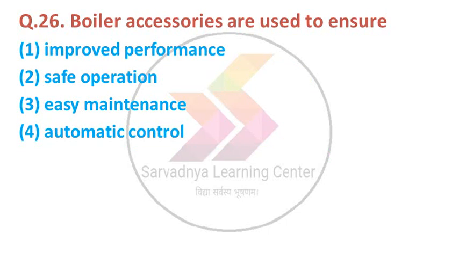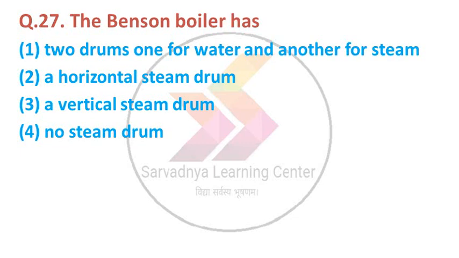Next question: boiler accessories are used to ensure: option 1, improve performance. Second, safe operation. 3, easy maintenance. 4, automatic control. The correct answer is option number 1, improve performance. Next question: the Bunsen boiler has: option 1, two drums, one for water and another for steam; 2, a horizontal steam drum; 3, a vertical steam drum; 4, no steam drum. The option number 4 is correct, no steam drum.